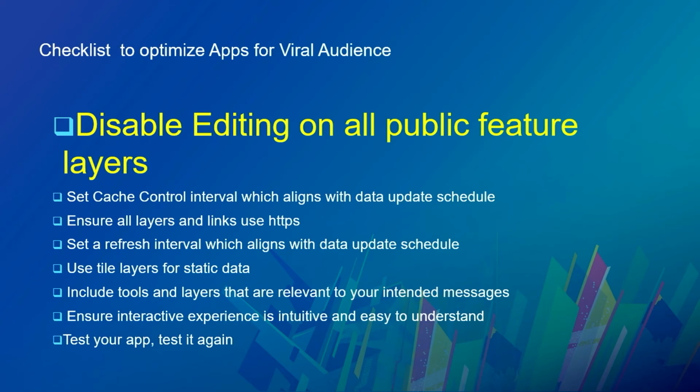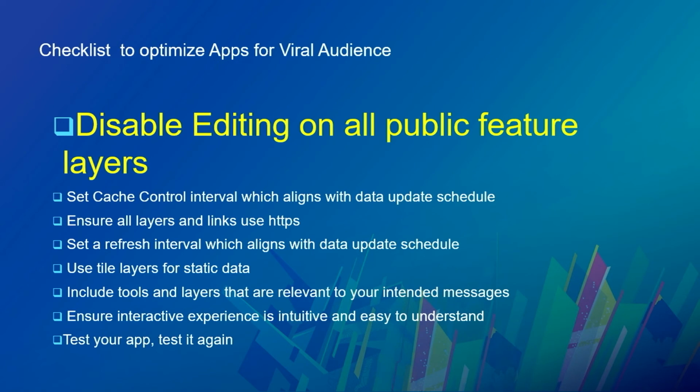You can always use tile layers for static data. If you have data that's not drawing quickly or is not performing as you'd like and it's not updating, think about using tile layers. Sometimes they're so fast, and you don't need access to the other things that you need through feature layers, so they can be a great option. Only include tools and layers that are relevant to your intended message, like Beth showed.